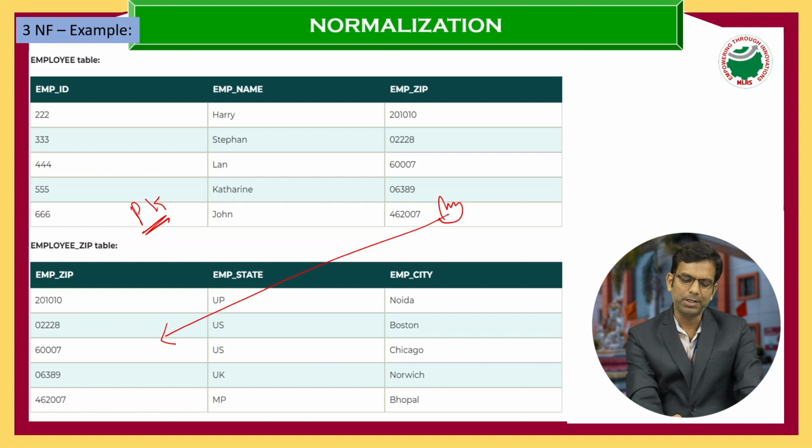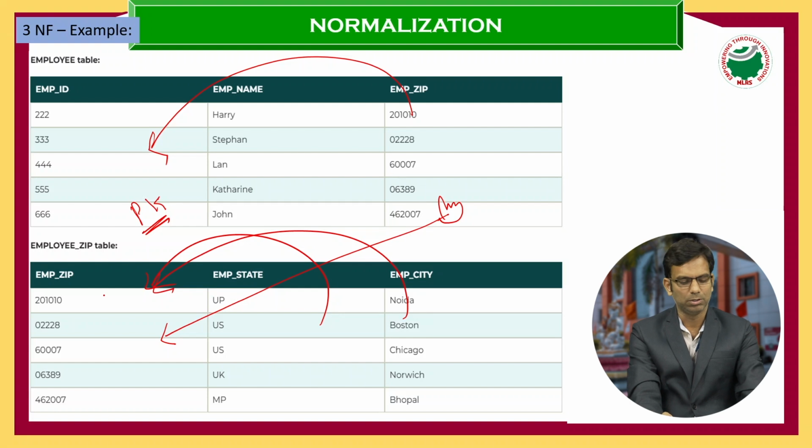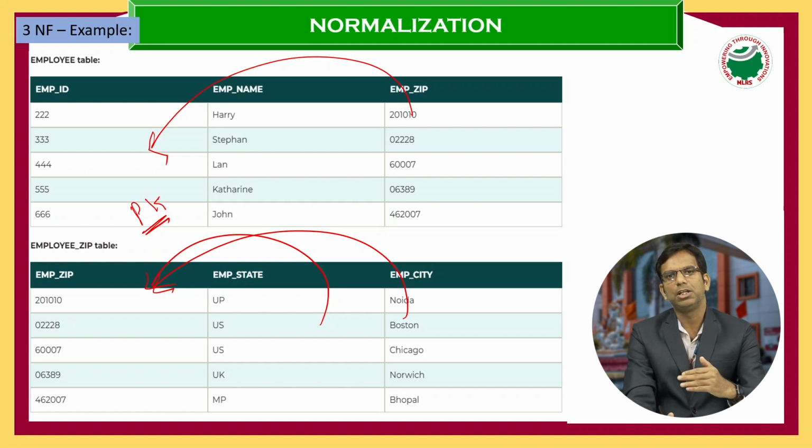Now, what is happening here? Employee ID is the primary key. Employee zip code is dependent on employee ID. In the second table, employee state and employee city are both dependent on employee zip code. So transitive dependencies exist here. A transitive dependency is where an entity is dependent on another entity, or multiple entities are dependent on a primary key attribute through another entity.